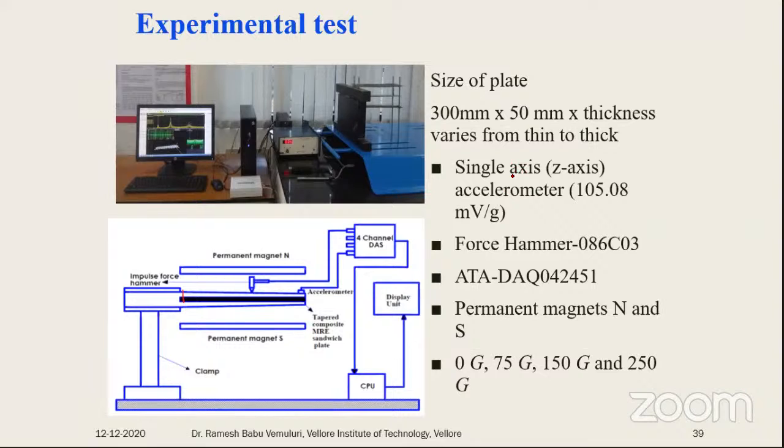Here the single axis accelerometer is used with a force hammer and a DAQ, along with permanent magnets with north and south poles. And by using a gauss meter, we measured the magnetic fields by altering the distance between the specimen and the magnets.